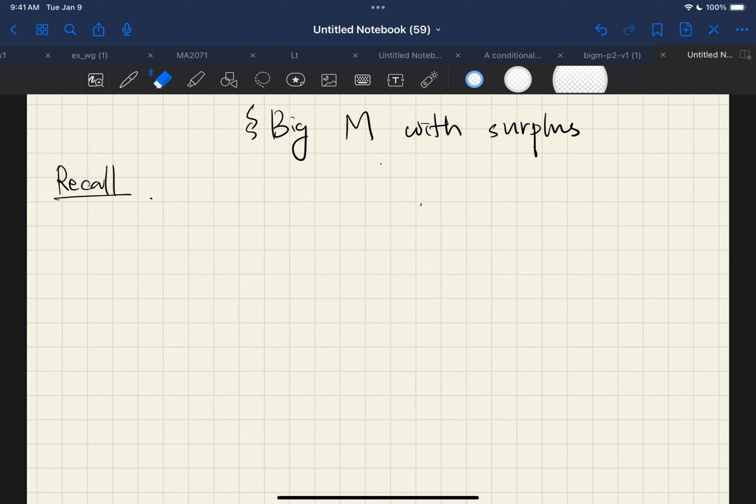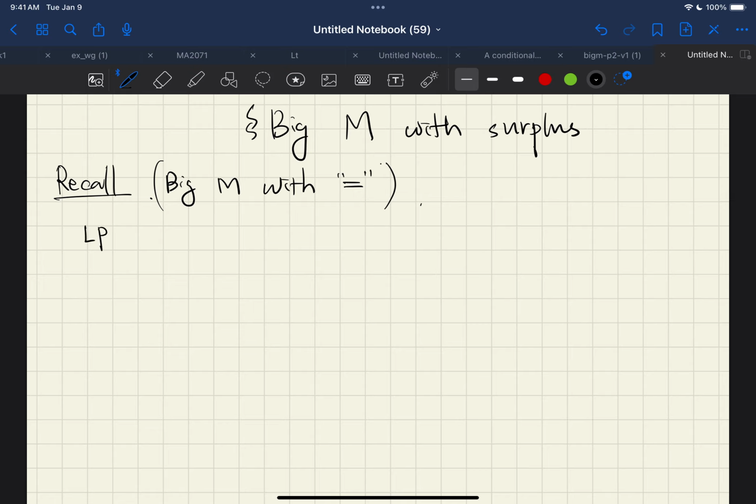Hello, everybody. Last time we discussed the Big M method with equality constraints. So we quickly recall the matrix form of the Big M method. The original problem we considered is maximizing an objective function subject to constraints.